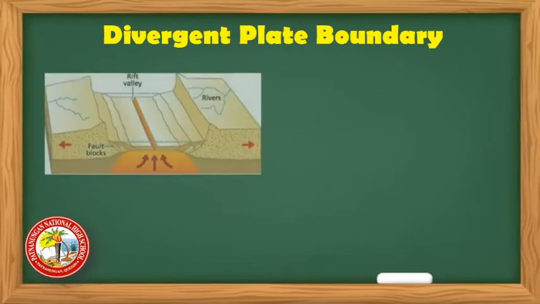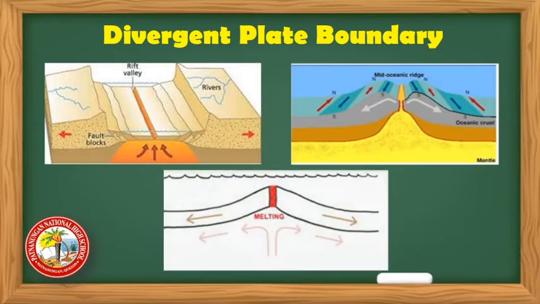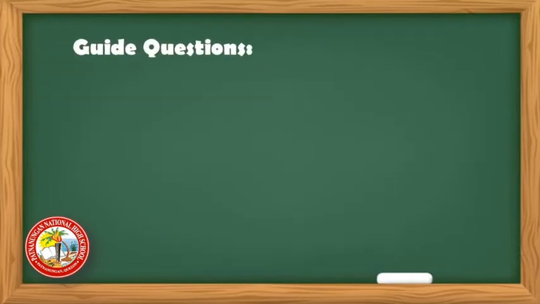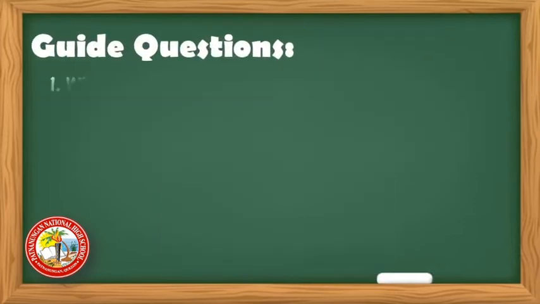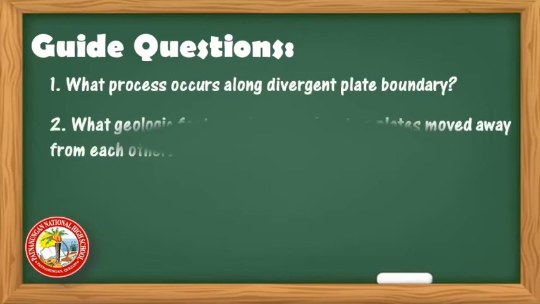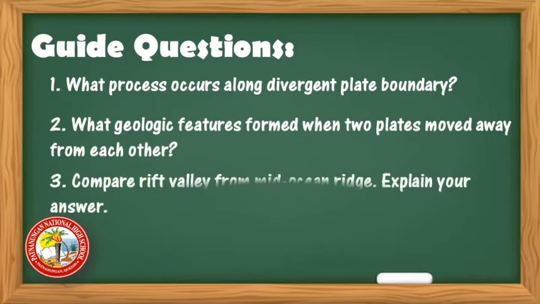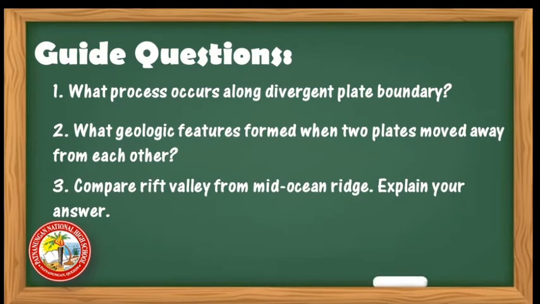Here are the questions for convergent and divergent plate boundaries. Number 1. What process occurs along the divergent plate boundary? Number 2. What geologic features form when 2 plates move away from each other? And number 3. Compare rift valley from mid-ocean ridge. Then explain your answer. You're going to write your answer in your science journal.